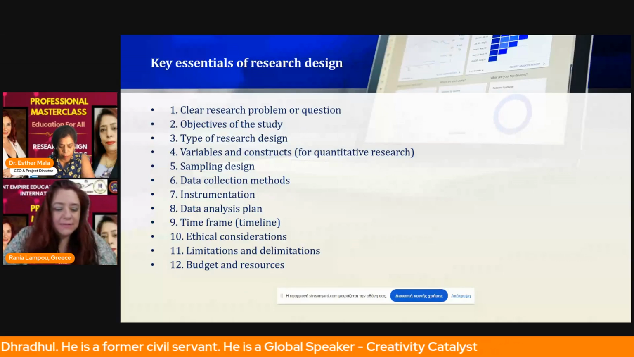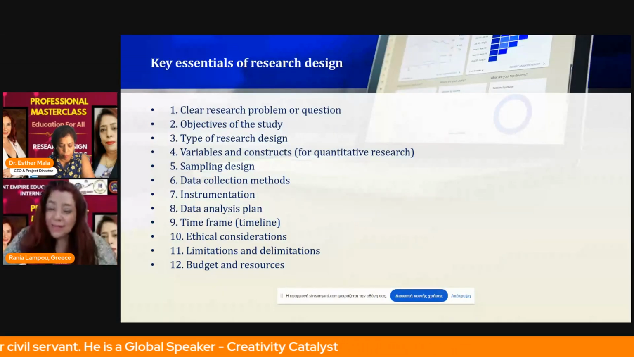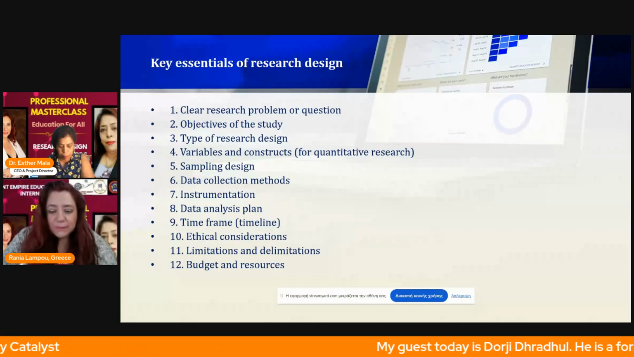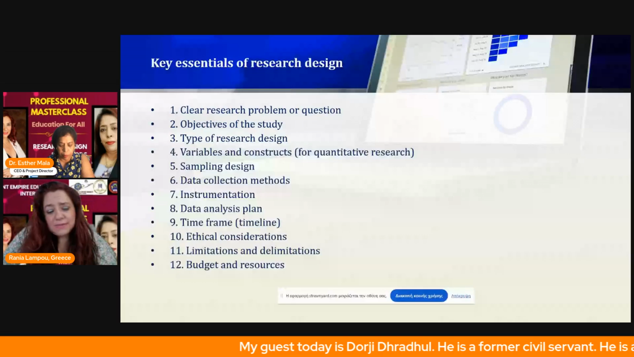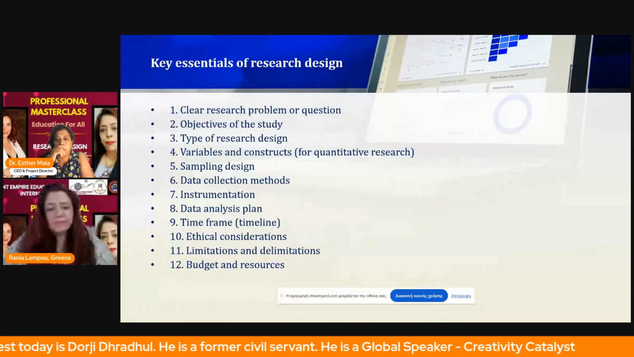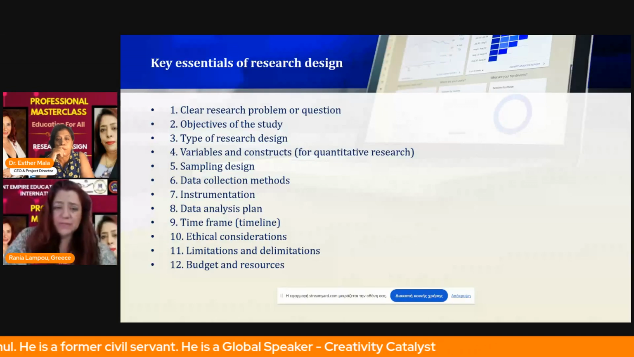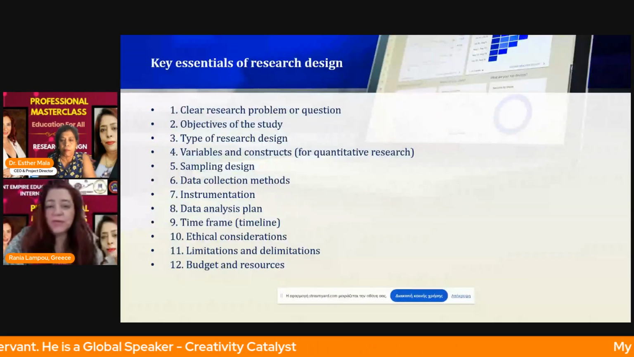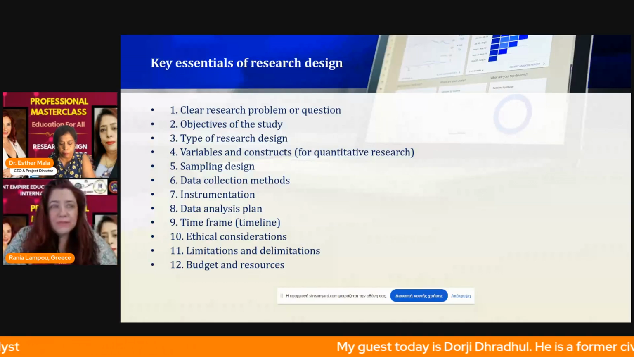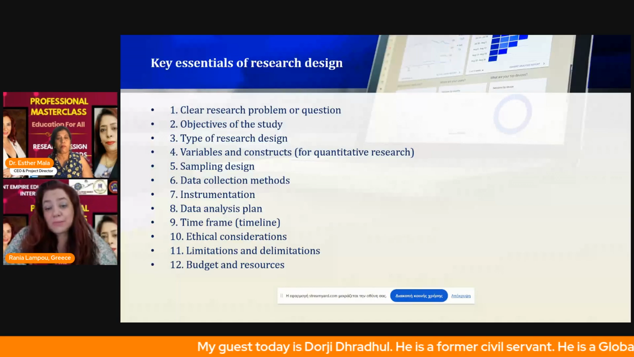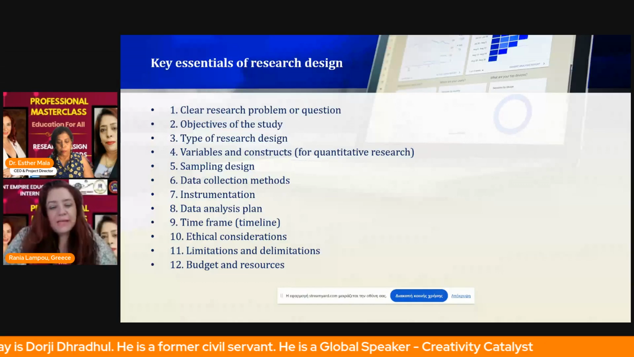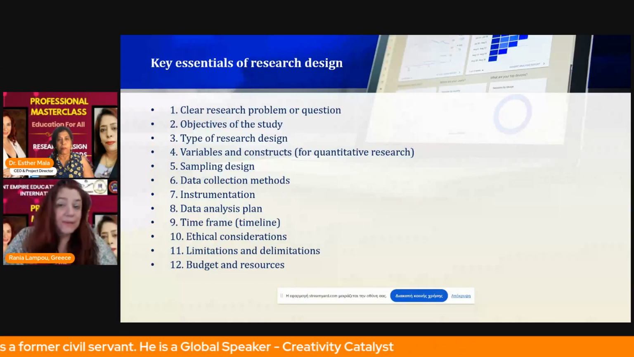The sampling design defines who will be studied and how, so population versus sample, the sampling techniques: random, stratified, purposive, etc., and sample size considerations. The data collection methods will be surveys, questionnaires, interviews, focus groups, observations, archival research, and instrumentation, because tools must be valid, measure what they're supposed to measure, and reliable, consistently produce the same results. Pre-testing or pilot testing may be included.